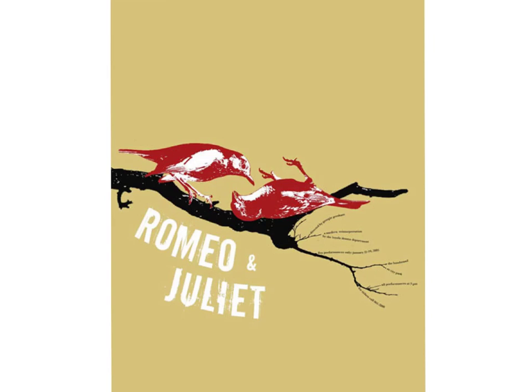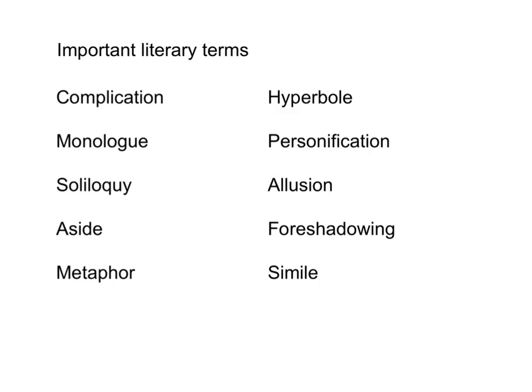Valentine's YouTube video for Act 2 of Romeo and Juliet. We're going to take a look at several literary terms, in-depth analysis of some passages, and a general plot summary of what's going on in our story thus far. So first up, literary terms.